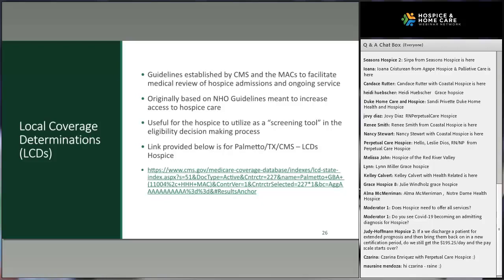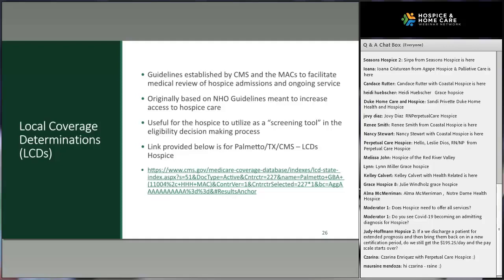LCDs were originally based on NHO guidelines, and the intent was to help increase access to hospice care, giving people guidance on, okay, this makes a person eligible, this does not, you combine these things, you can have that. So it was really to help guide people. It really is a useful tool for hospices to utilize as a screening tool in the eligibility decision-making process.